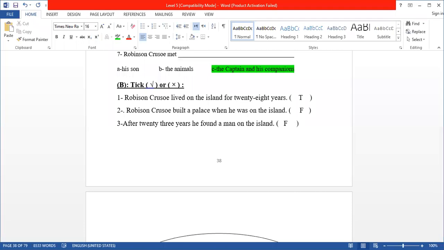Robinson Crusoe lived on the island for 28 years. He built a palace when he was on the island. After 23 years, he found a man on the island. False. F.